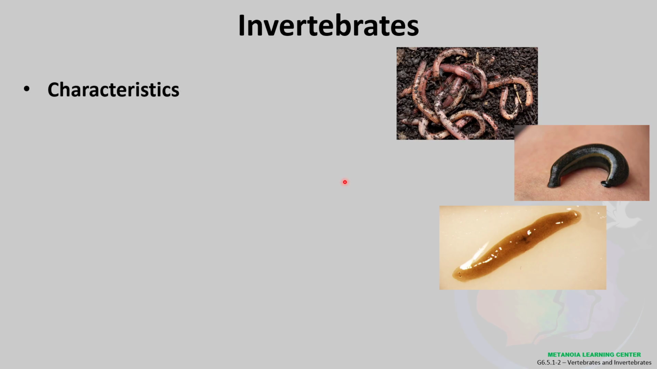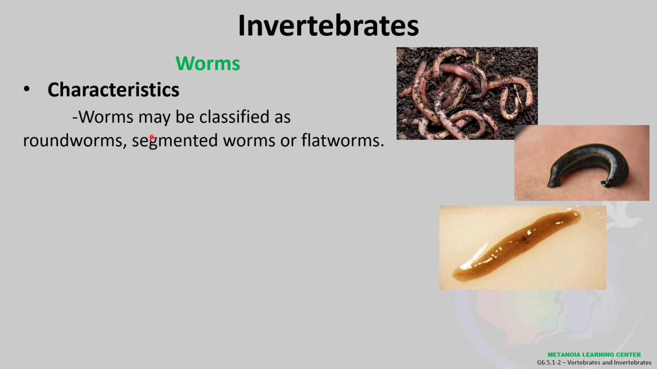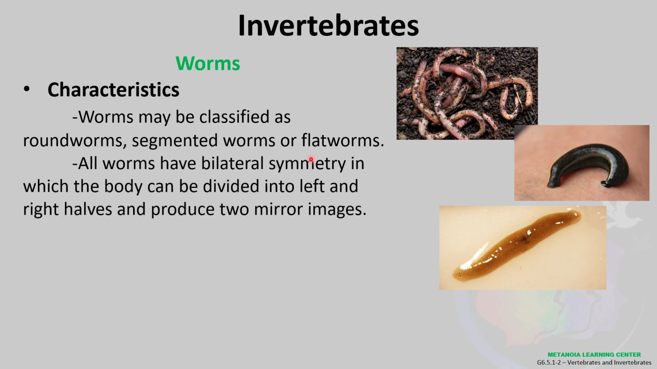Another example of invertebrates, you already guessed what this is. Worms. So, worms may be classified as roundworms, segmented worms, or flatworms. All worms have bilateral symmetry in which the body can be divided into left and right halves and basically produce two mirror images. Even if you cut them, they survive.